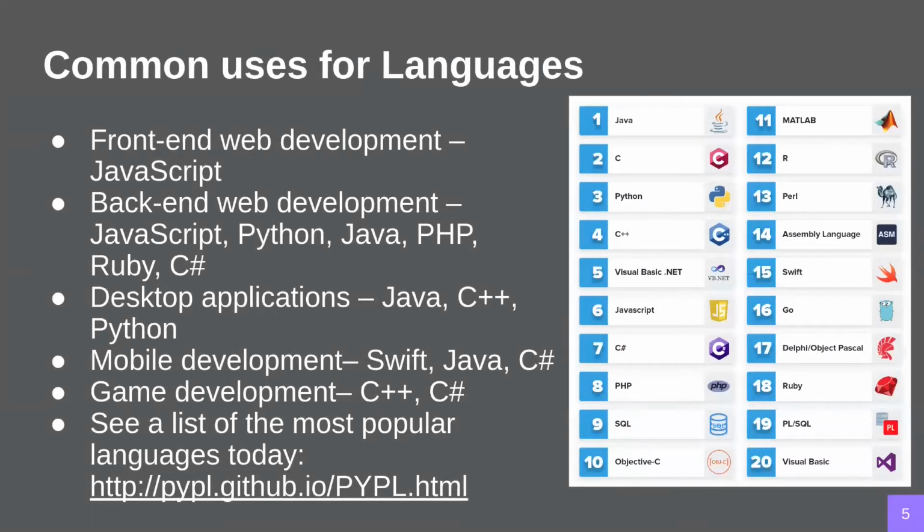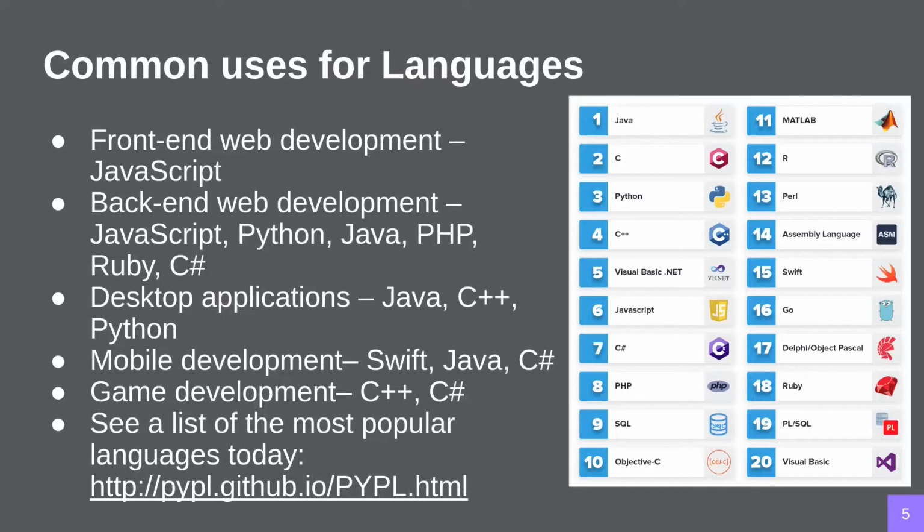So, some common uses for languages. JavaScript is often used for front-end web development. Every browser can interpret JavaScript, and JavaScript is the language of the web browser. It can be used for applications as well, but traditionally it's a web development language. Back-end web development, what goes on behind a web service, can be done with things like Java, PHP, C#, and Python as well. Python can also fit into desktop applications, and Python can also be used for scripts.